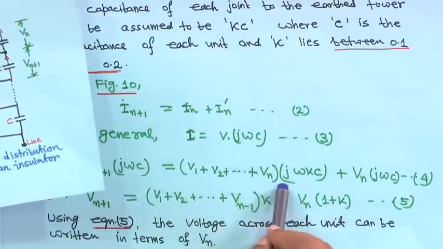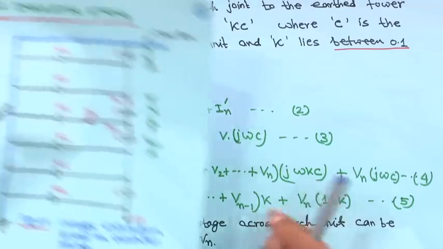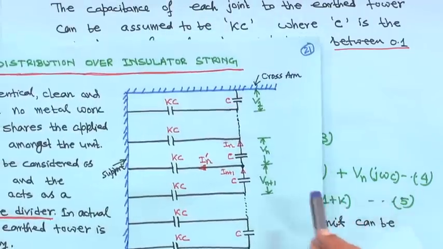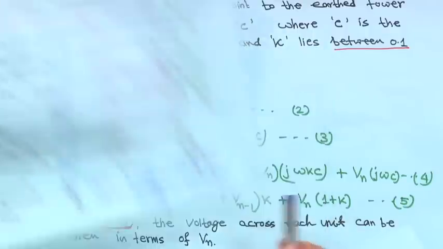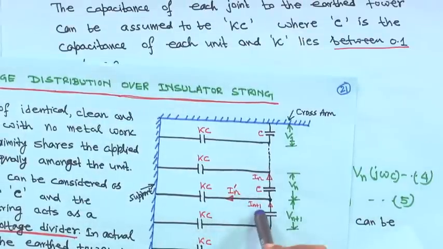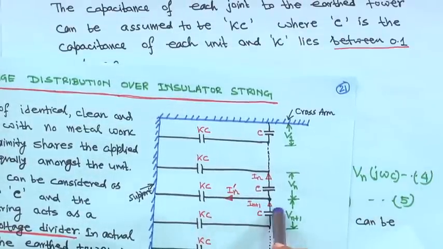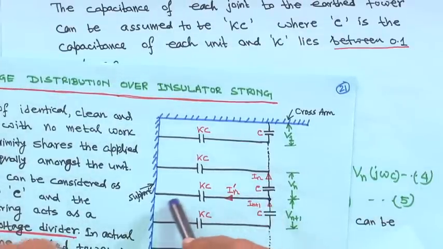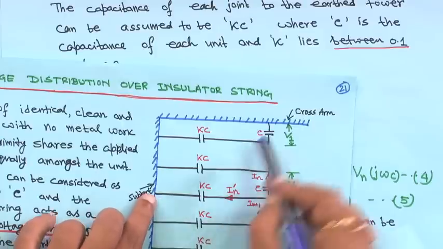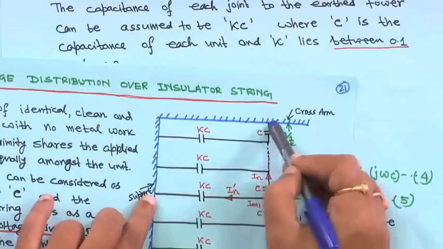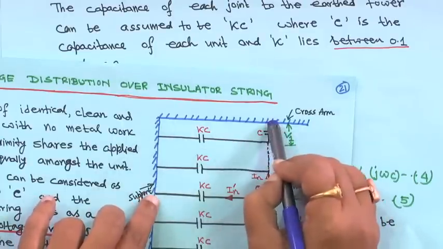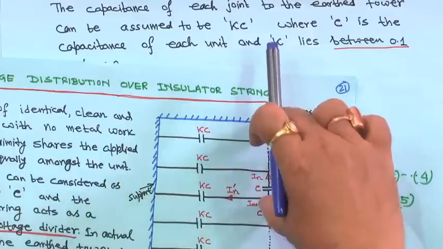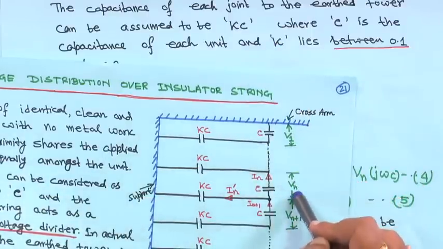I am writing V1 plus V2 plus Vn into j omega kC, because that is the I n dash, the nth one. Suppose this is the I n dash. If you take all the voltage, this one and this one is a common terminal, a common point, that means the voltage impressed across this will be V1 plus V2 up to Vn.